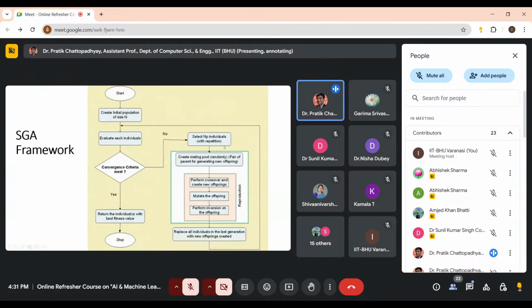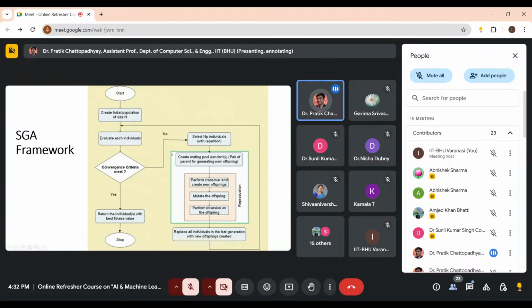Next, these mating pool solutions, we replace them in the original population. So this arrow is there. We replace the original. Initially we had a population, we selected some of them based on fitness, then we perform certain reproduction steps, and after reproduction we put those individuals back into the original population. So this goes on in a loop.